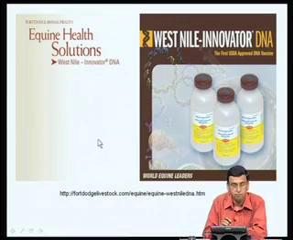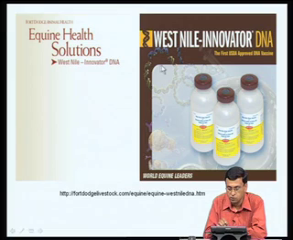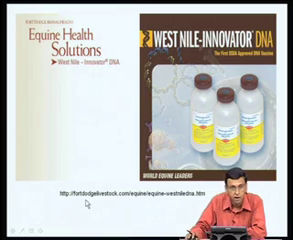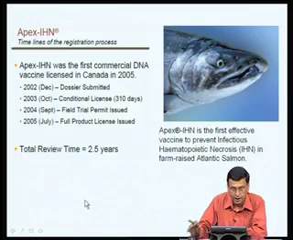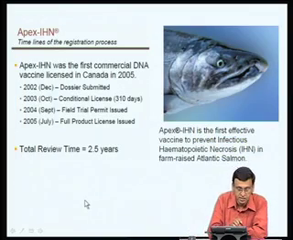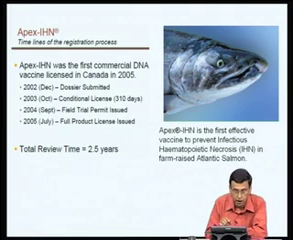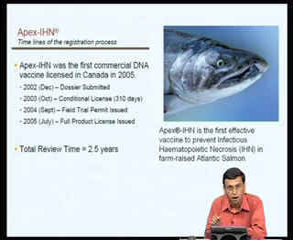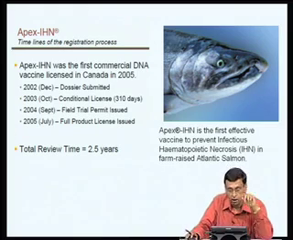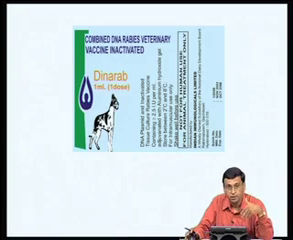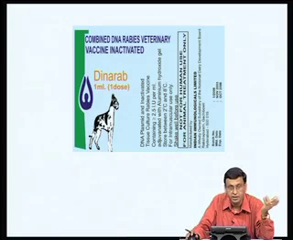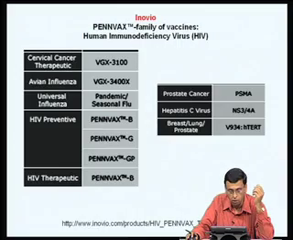The West Nile DNA vaccine, called West Nile Innovator DNA, was brought out by a company called Fort Dodge, a division of Wyeth, and another DNA vaccine, called Apex IHN, was brought out by a Canadian company against a viral disease in fish. So at least 2 DNA vaccines are currently in the market, and hopefully our vaccine will be the third if we get the regulatory approvals.